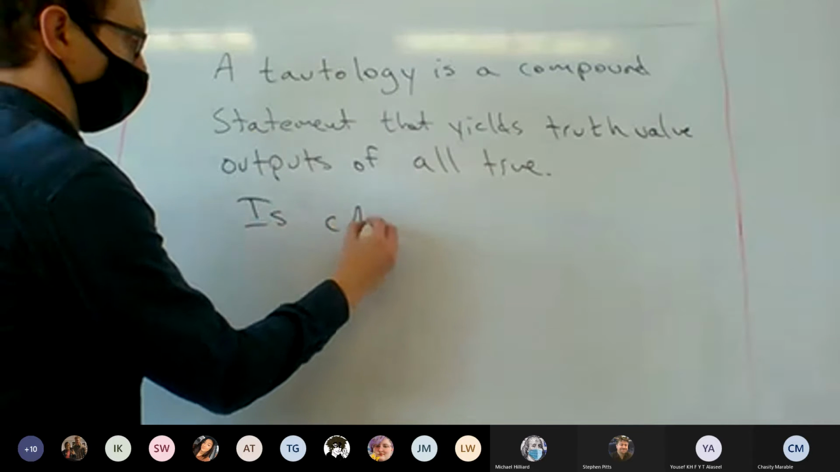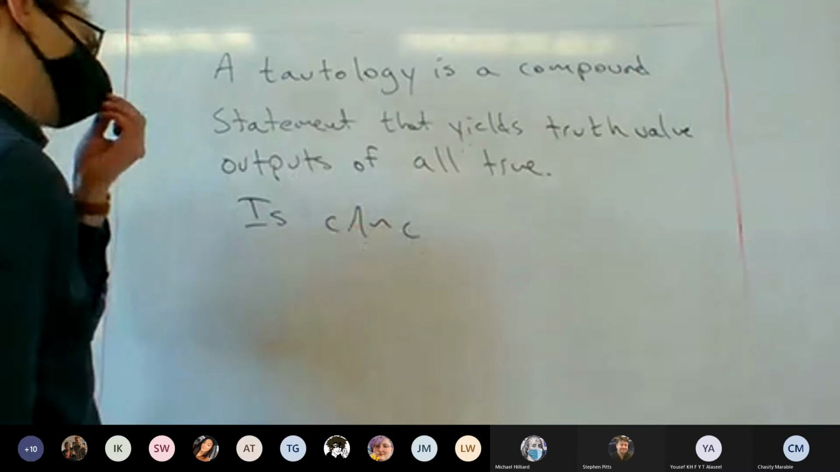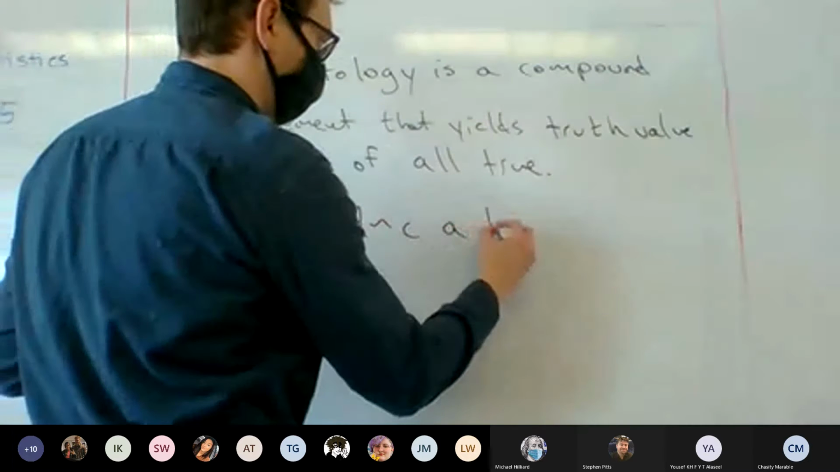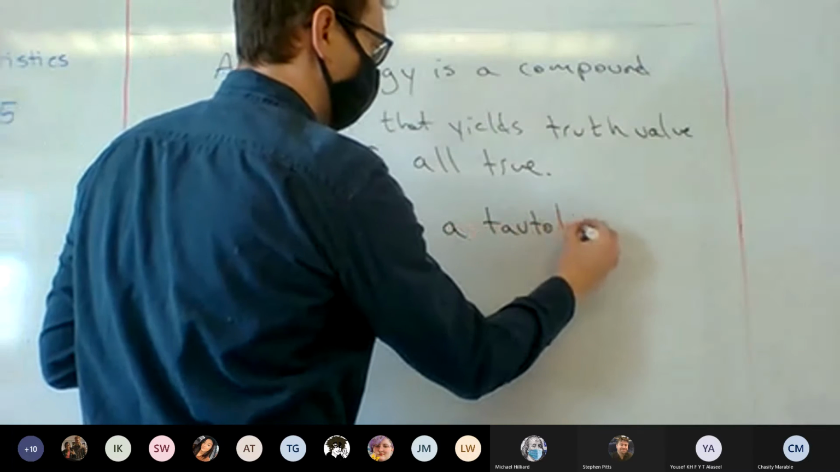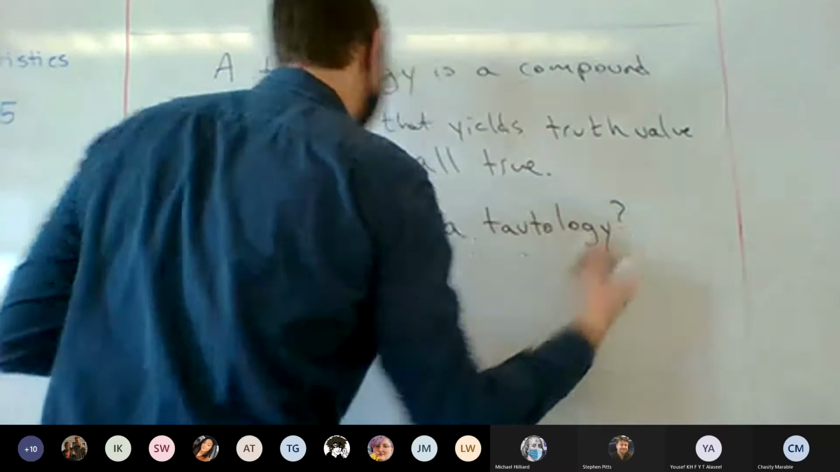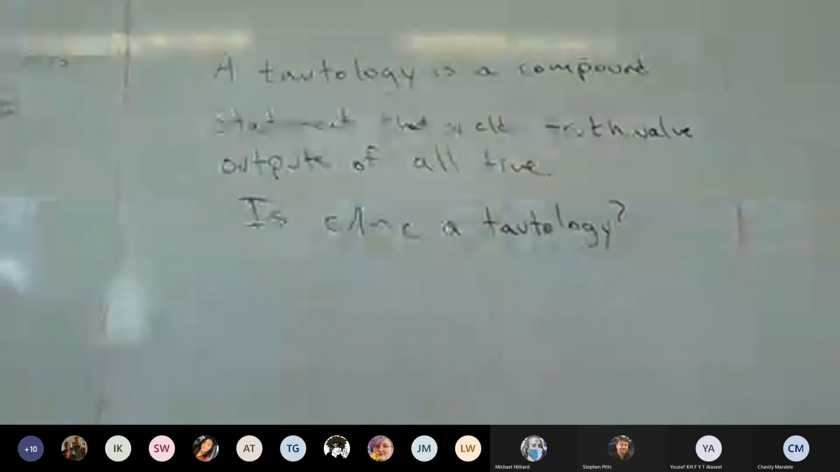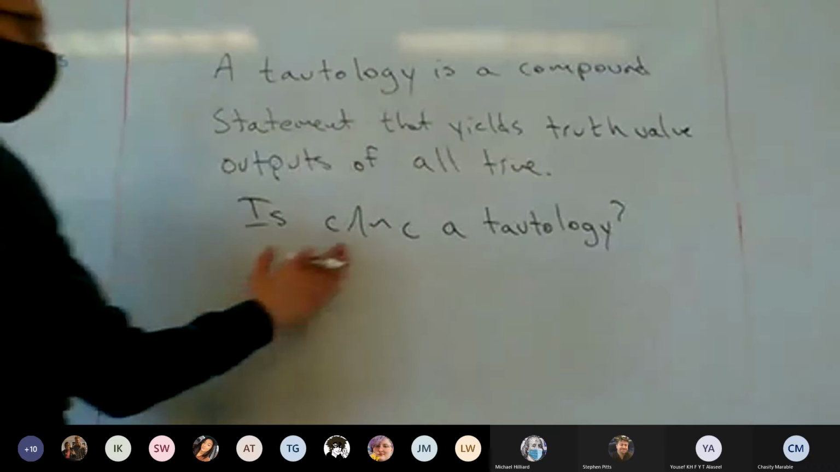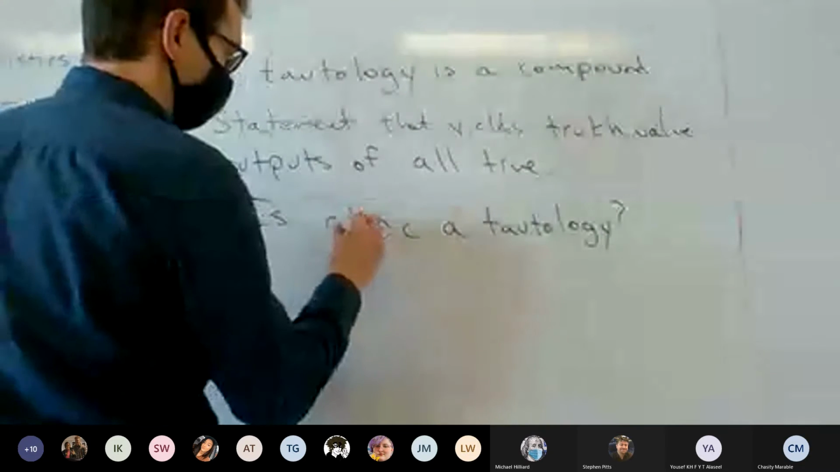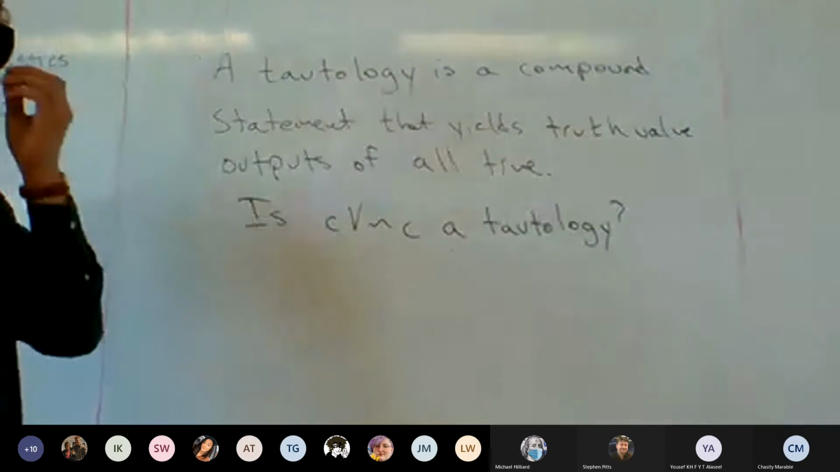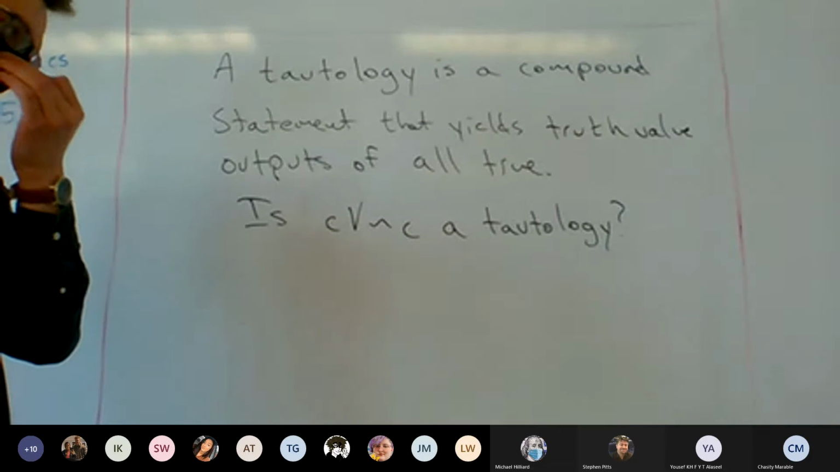Like, is C and not C a tautology? Nah, let me make it C or. Yeah, because that wouldn't be a tautology. C or not C. C or not C.